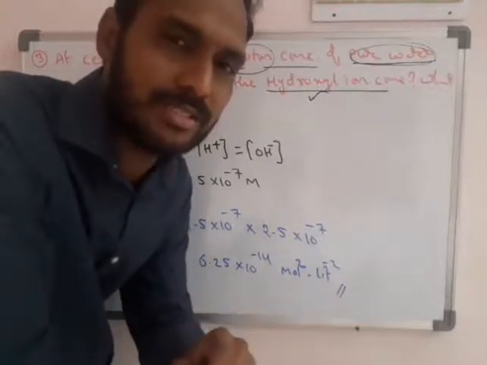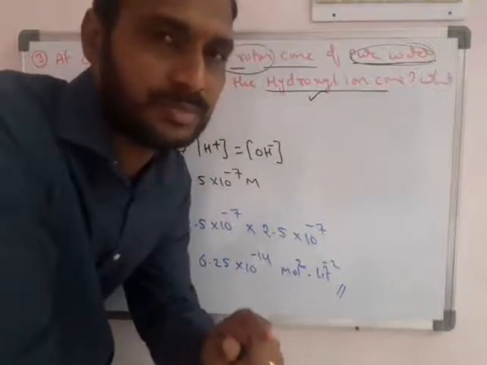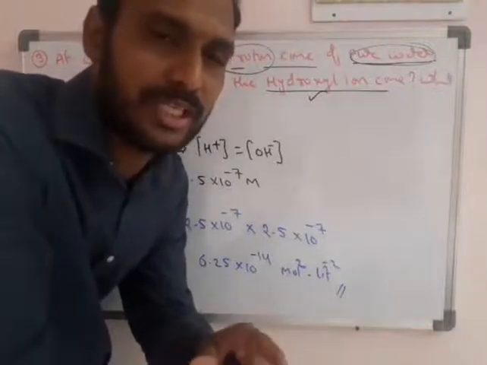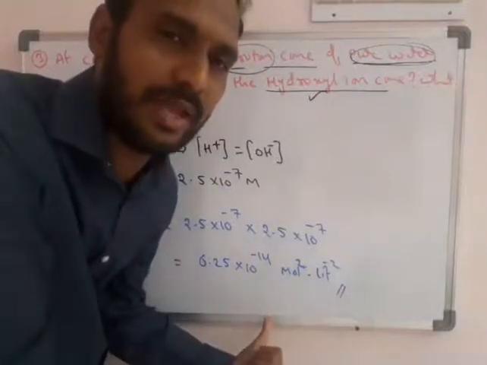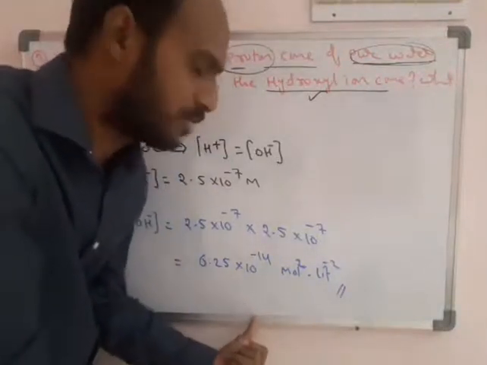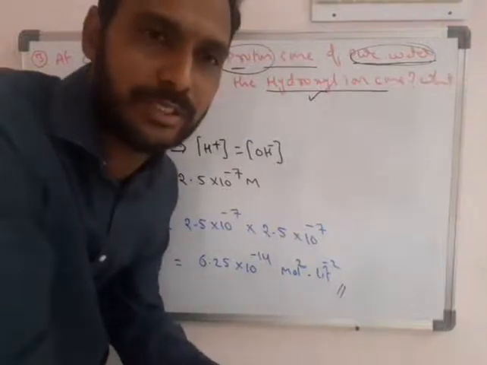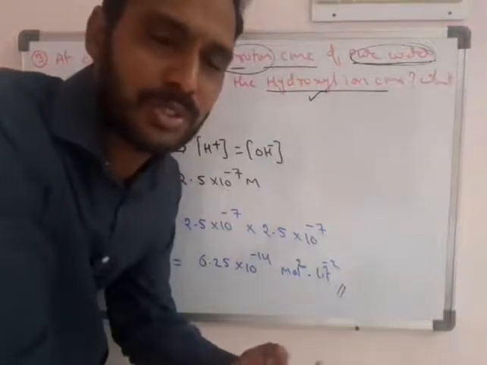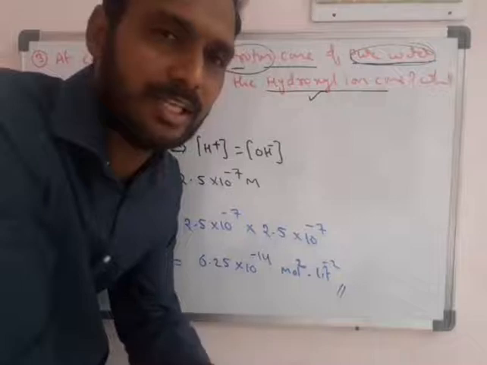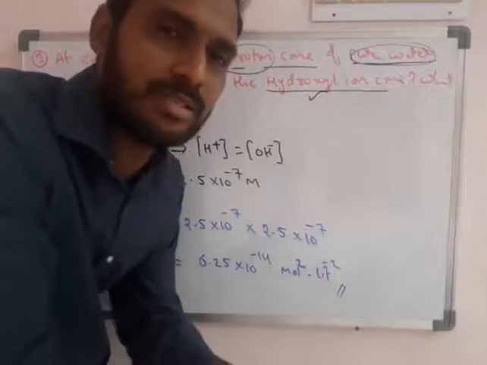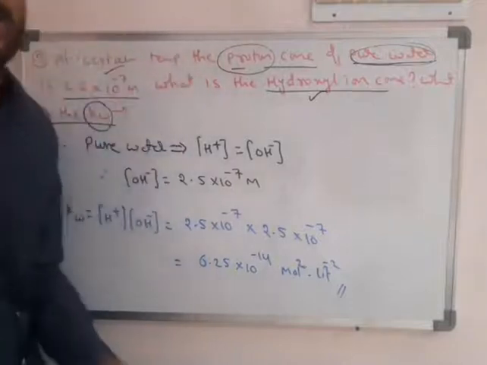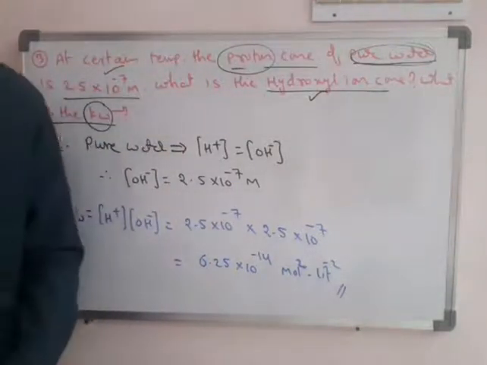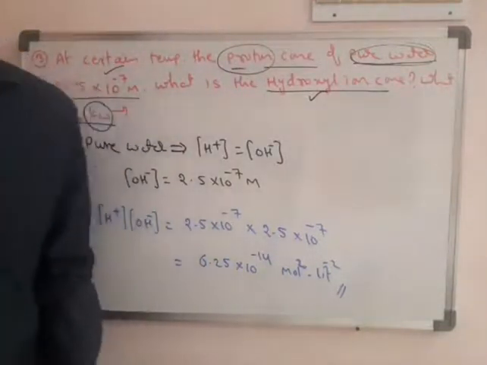At 25 degrees Celsius, what is the Kw value? 1.0 into 10 to the power minus 14 moles square per liter square. So in this question, finally we got 6.25 into 10 to the power minus 14. So it is greater than 1.0 into 10 to the power minus 14. But automatically we say, directly we can say that its temperature is more than 25 degrees Celsius. Okay. So next, see one more problem.